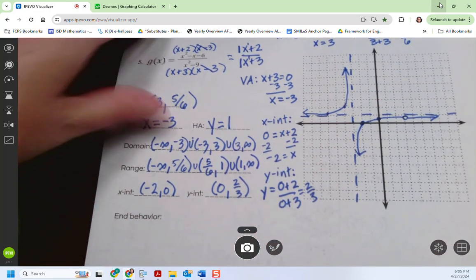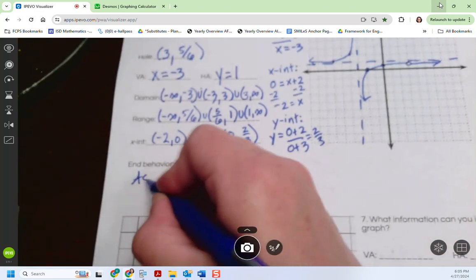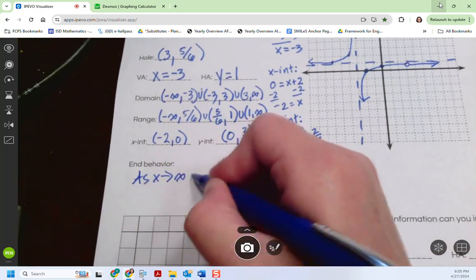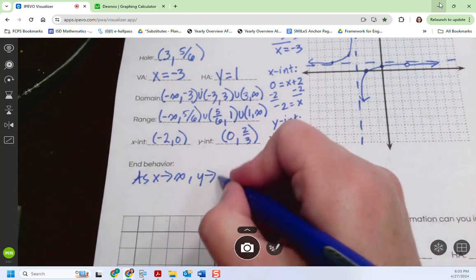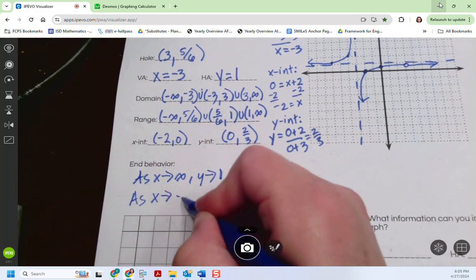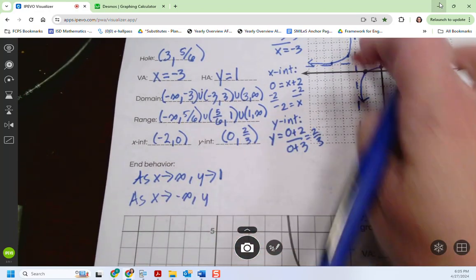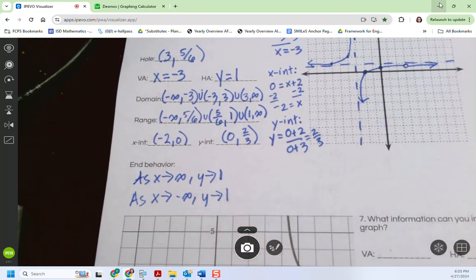My end behavior is going to be the horizontal asymptote. As x goes to infinity, y goes to my horizontal asymptote, 1. As x goes to negative infinity, y is also going to go to my horizontal asymptote, which is at 1.